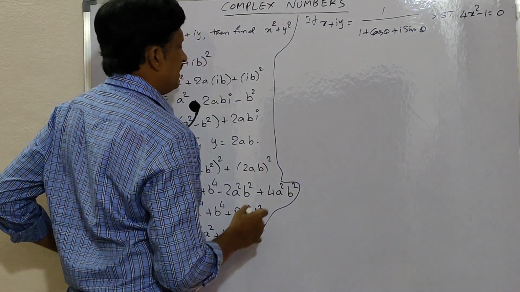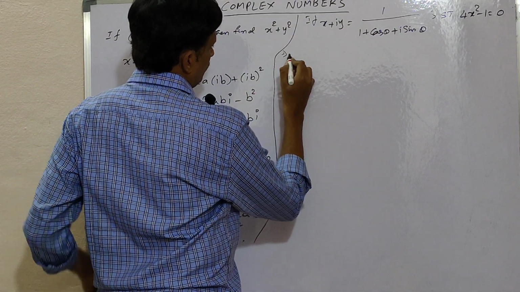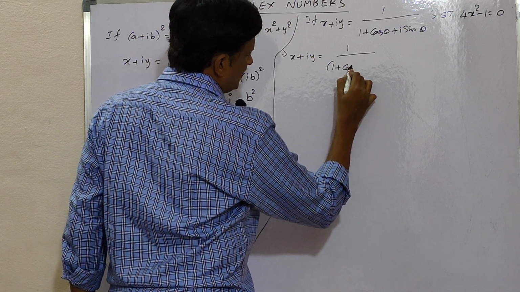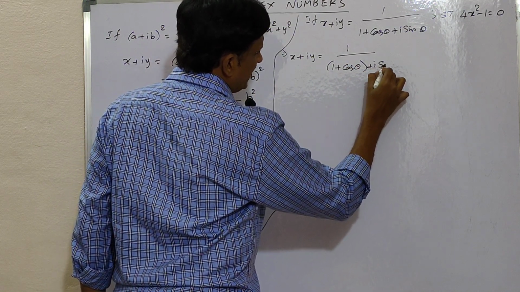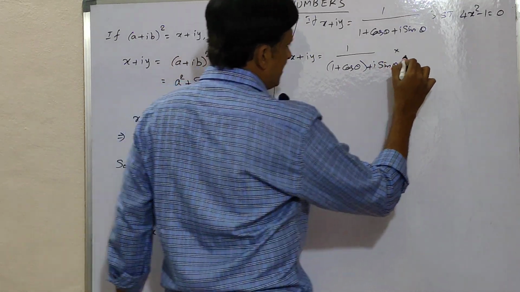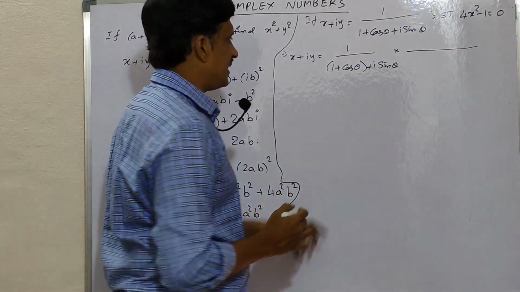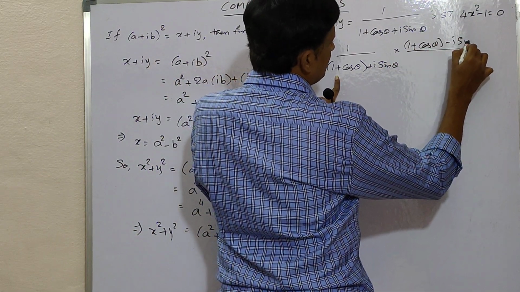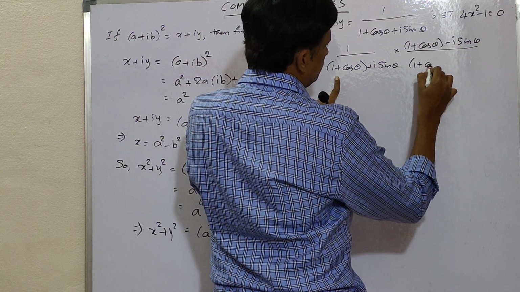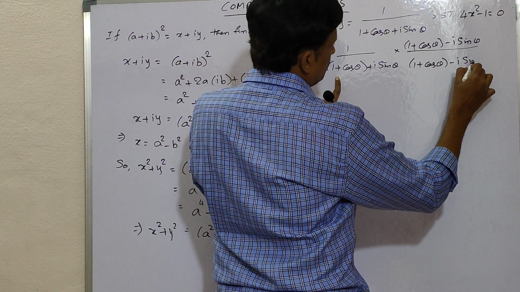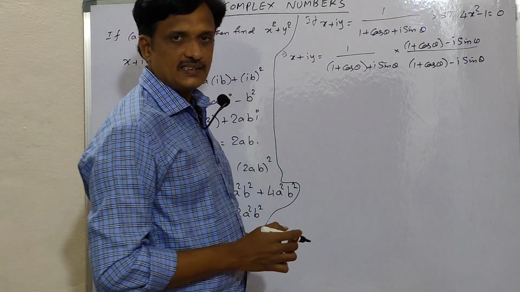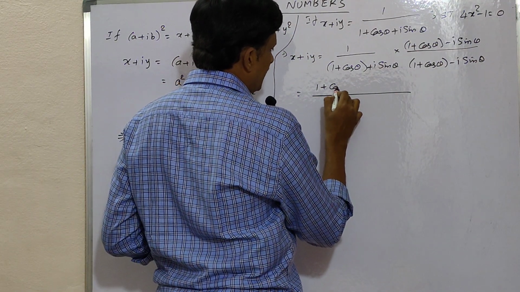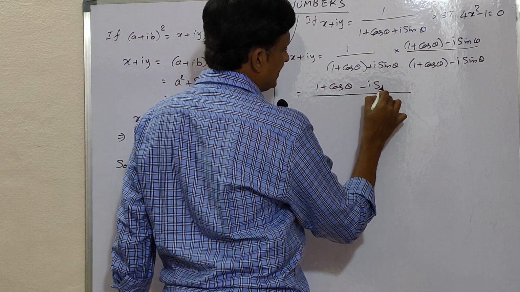And now here this is x + iy, which is equal to 1 by (1 + cos theta) as the real part plus i sin theta. So just multiply and divide with its conjugate complex number, that is 1 + cos theta - i sin theta. You can write like this. Then the numerator is the product of one and the other number, means the second part will be the required 1 + cos theta - i sin theta you will get.